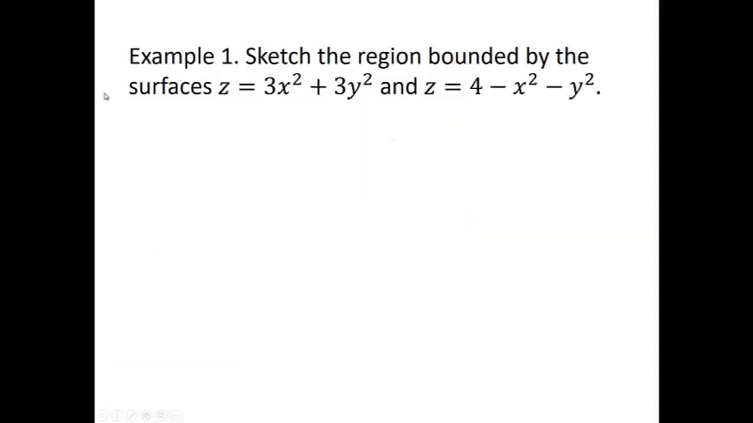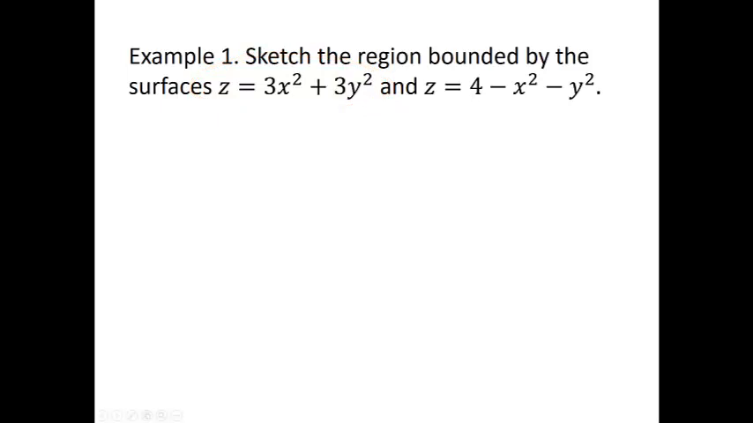Okay, so what we're going to do now is just sketch some surfaces. So starting with the following, we're going to sketch the region bounded by the surfaces z equals 3x squared plus 3y squared, and z equals 4 minus x squared minus y squared. Now the 3x squared plus 3y squared, thinking about what's happening just in the xz plane, we have a parabola opening upward. And in the YZ plane, we have a parabola opening upward. So that's an elliptic paraboloid, right?